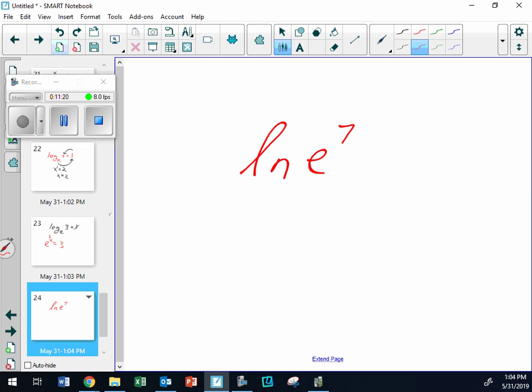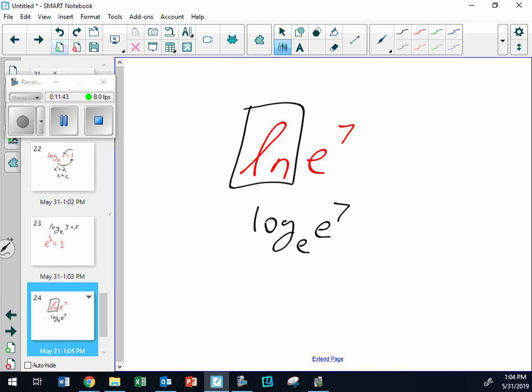I know the answer to that. Do you? My tip for you is anytime you see ln, you replace it with log base something. Okay, in this case, log base e. ln can be replaced with log base e, so I'm going to pull this out and put in log base e of e to the 7th, and that should ring a bell.